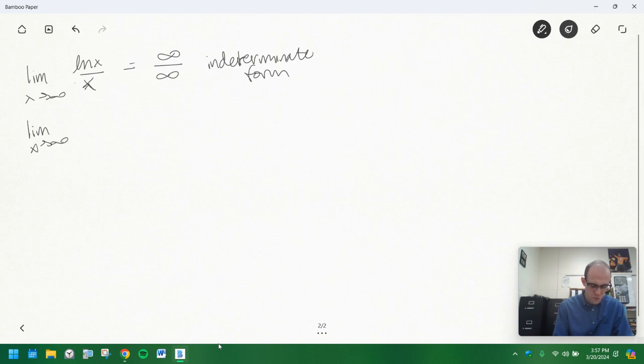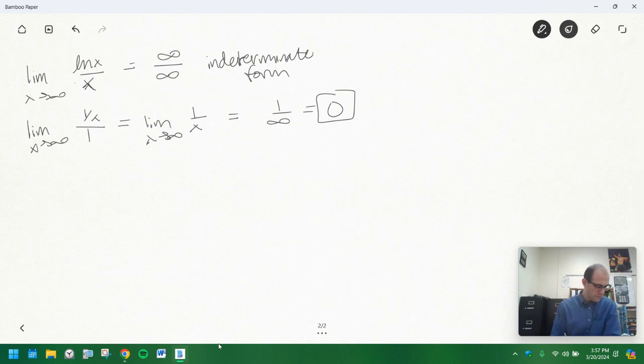Derivative of the numerator is 1 over x. Derivative of the denominator is 1. This can be written as the limit of 1 over x, as x gets really big. 1 over infinity would be something that's really small, or 0. So that limit would be 0. We would not have any other way of solving that problem, even if we were trying our tricks that we talked about before.